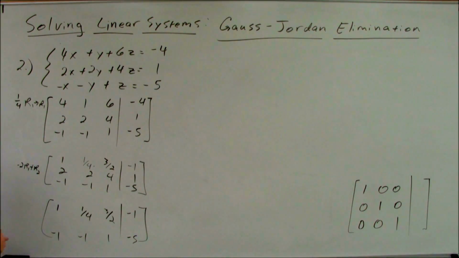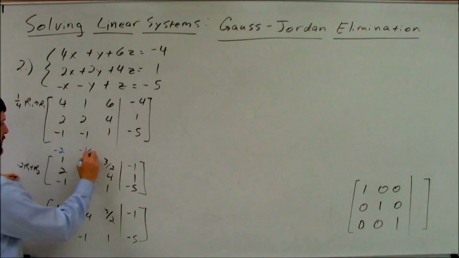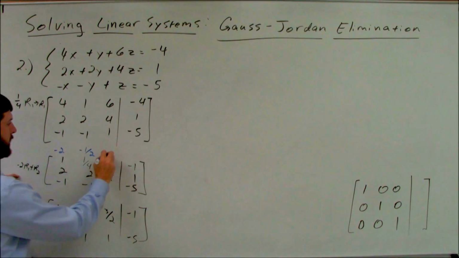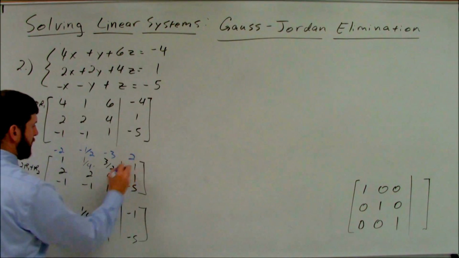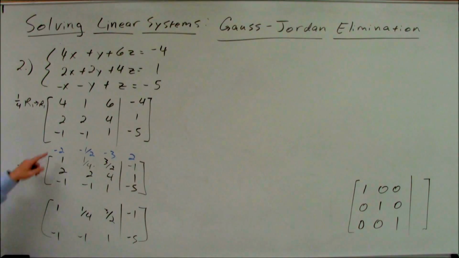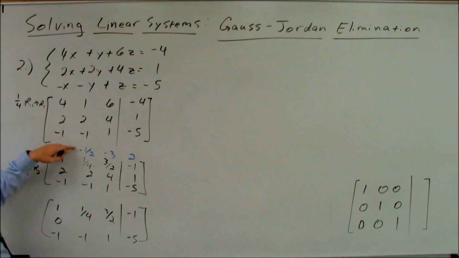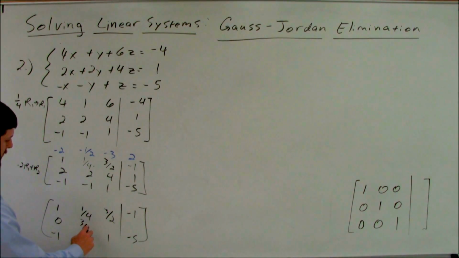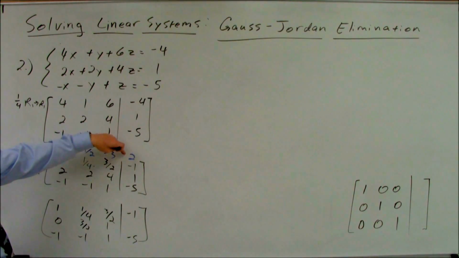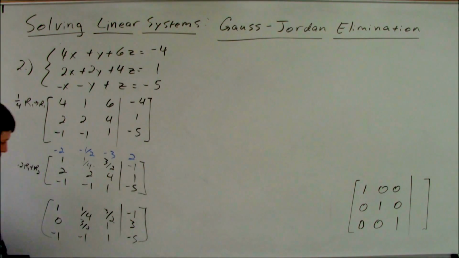So let's look at our new row 1. Give yourself a little room. So -2, -0.5, -3, +2. That's my temporary row 1. -2, +2 makes 0. We're adding them up. Well, -0.5 and 2 is 3/2. -3 and 4 is 1. And 2 and 1 is 3. So that's our new row 2.